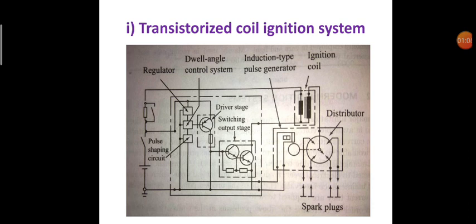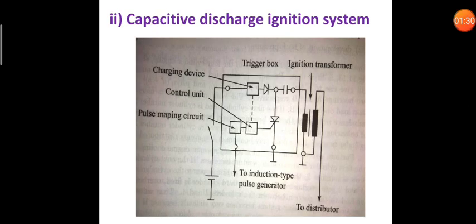This system detects the distributor shaft position and sends an electrical pulse to an electronic control module. The control module switches off the flow of current to the primary coil, inducing a high voltage in the secondary winding. This high voltage is distributed to a spark plug to produce a spark in the combustion chamber. This is the working of the transistorized coil ignition system.